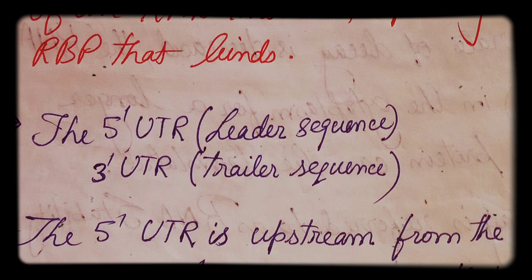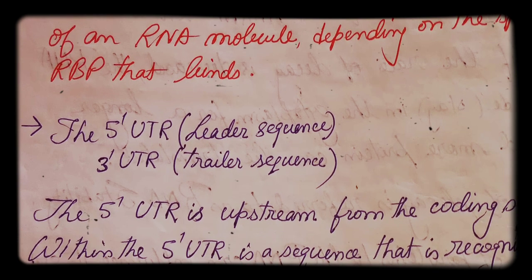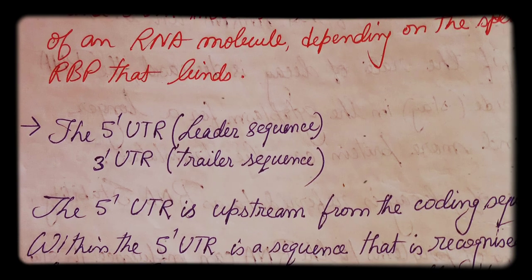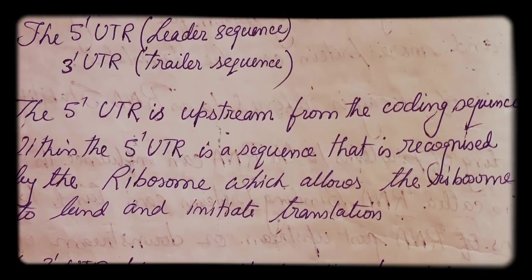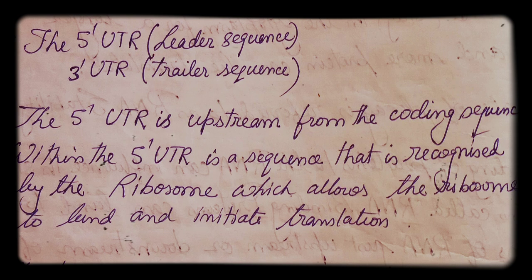So these leader sequences are actually the 5 prime UTR. Okay, the immunoglobulins are pretty much complex. It has a leader sequence that is your 5 prime UTR, whereas the 3 prime UTR is called the trailer sequence. Now we will discuss this 5 prime UTR and 3 prime UTR in detail.